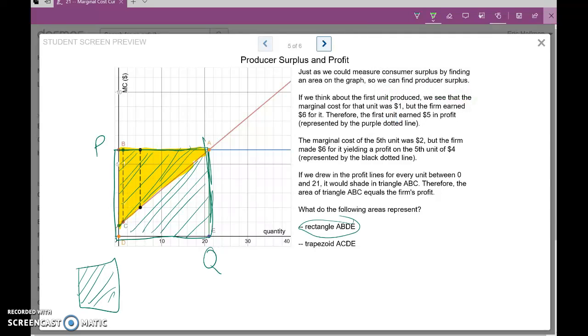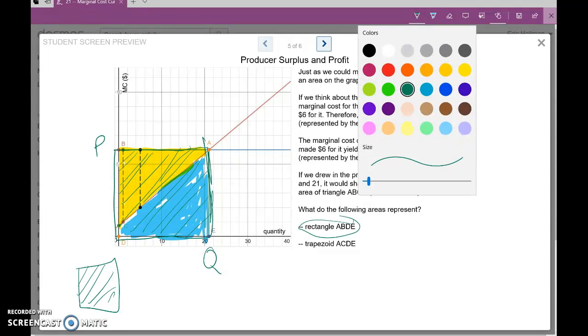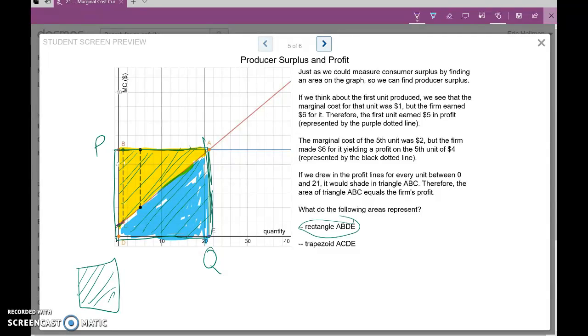So it shouldn't be surprising that the area underneath the marginal cost curve is total cost. And that makes sense because as I'm producing each unit, unit 1 cost me this much money to produce, right? And then the marginal cost of the second unit was right around here. So as I am producing more and more units, I am accumulating this cost, right? And so on and so forth, all the way up until I get to the quantity that I'm producing.